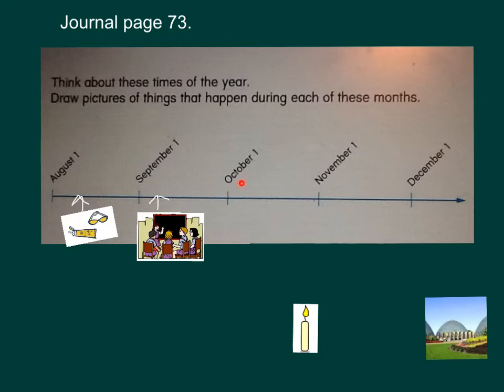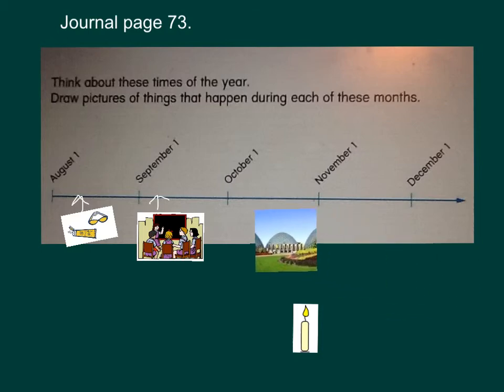Our next month says October 1st. So I'm looking at our last remaining pictures here, and as I think about October, that's when we went on our field trip to the domes. So I'm going to take our picture of our domes, and we did that toward the end of the month. So I'm going to put my picture right here. And again, I'm going to take my pencil and draw an arrow from the domes up to the timeline.